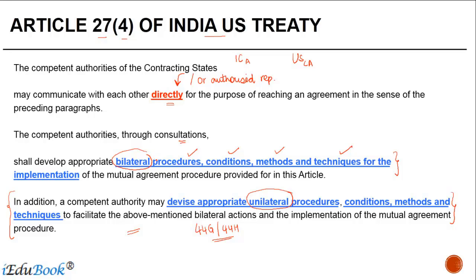When we talk about bilateral procedures, what these deal with is many things in terms of how the discussions would move. How would the collection or stay of demand work pending such time when the MAP is under discussion between the competent authorities, right? And so on and so forth.